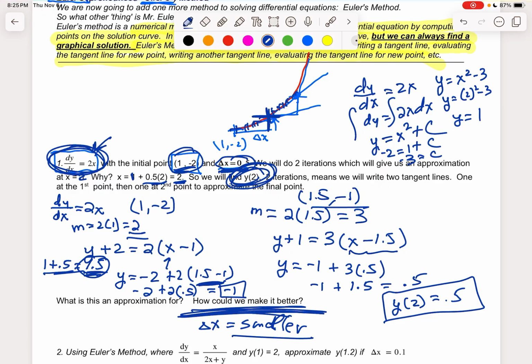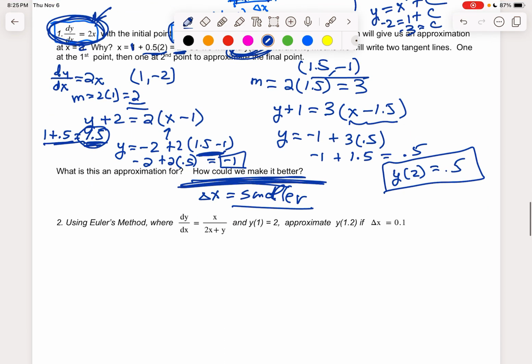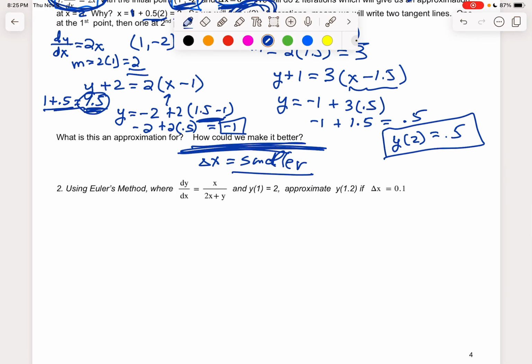All right. So that was our first one. We did 2 iterations on this one. This next one is numerically a little bit more complex. We're starting at the point 1, 2. But now we're going to approximate 1.2 at the end, jumping over 0.1 now. So our delta x is 0.1.